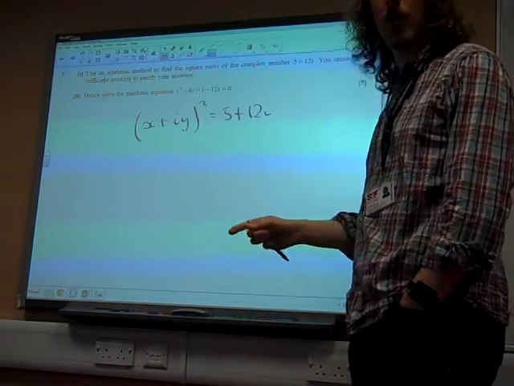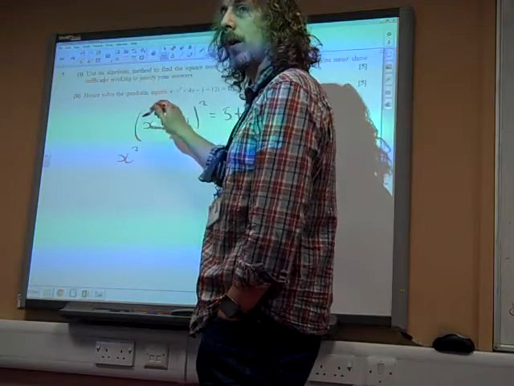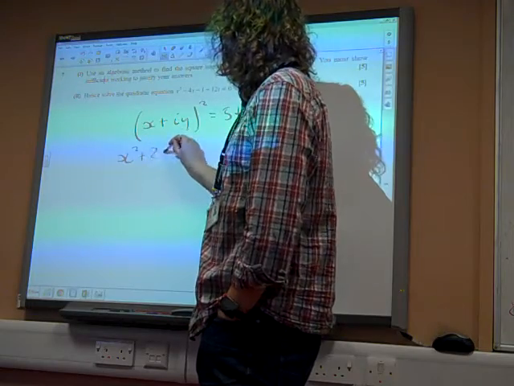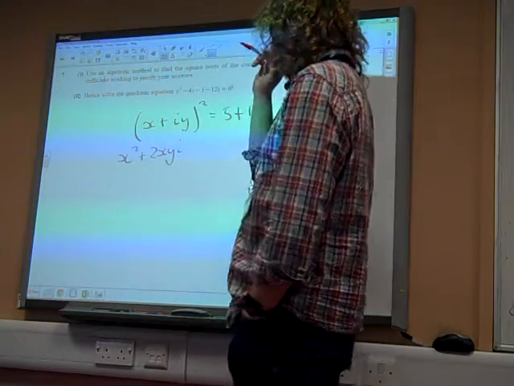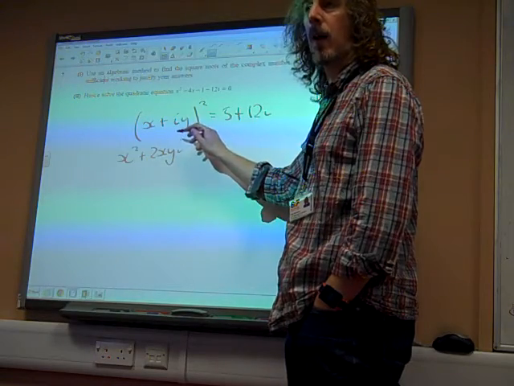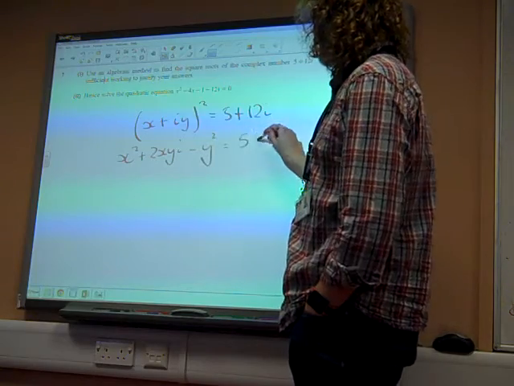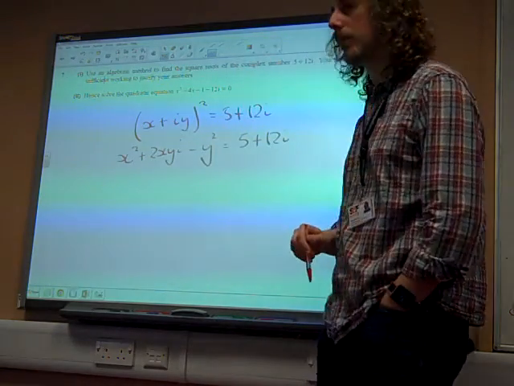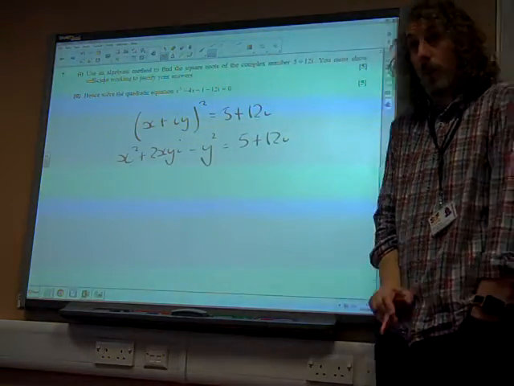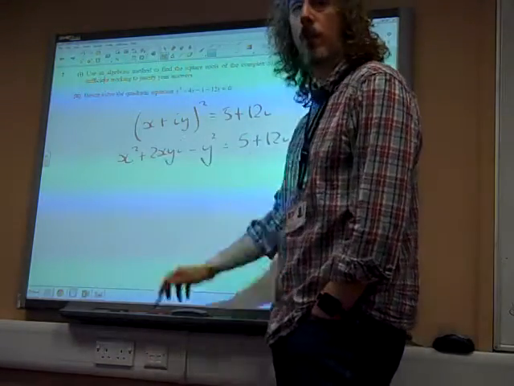So we multiply that out to get x squared plus 2xyi plus i squared y squared. But i squared is minus 1, so that's minus y squared is 5 plus 12i. That's what we always do. That's a standard start to this. We know that this is what it leads us to.